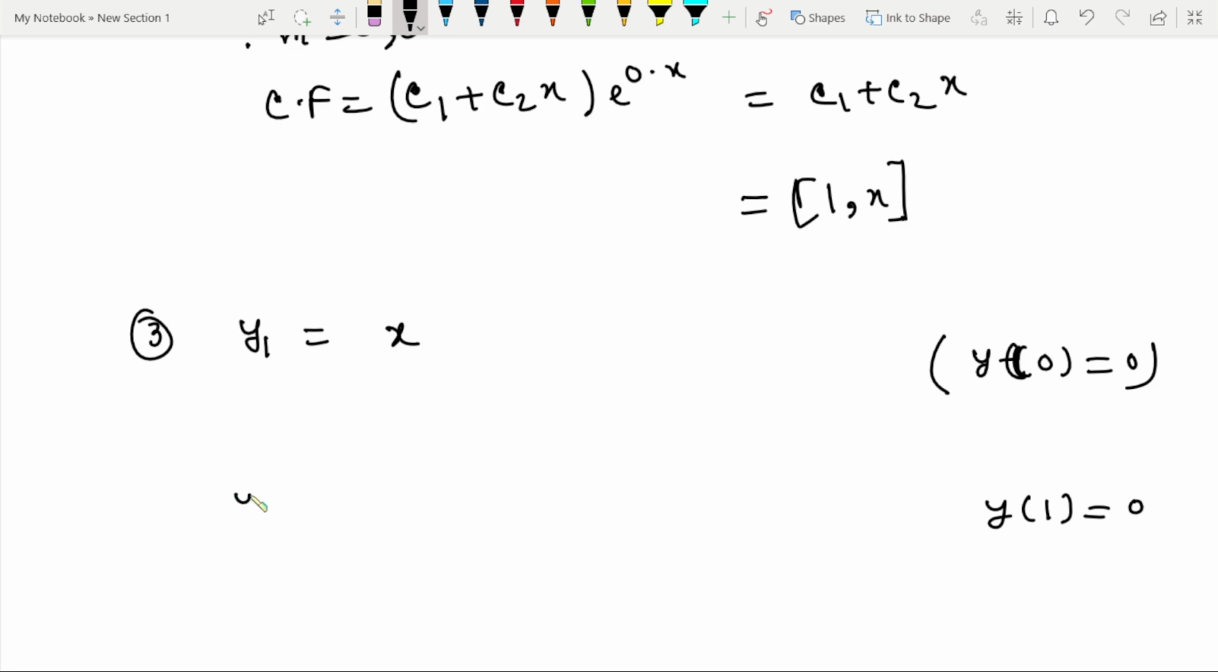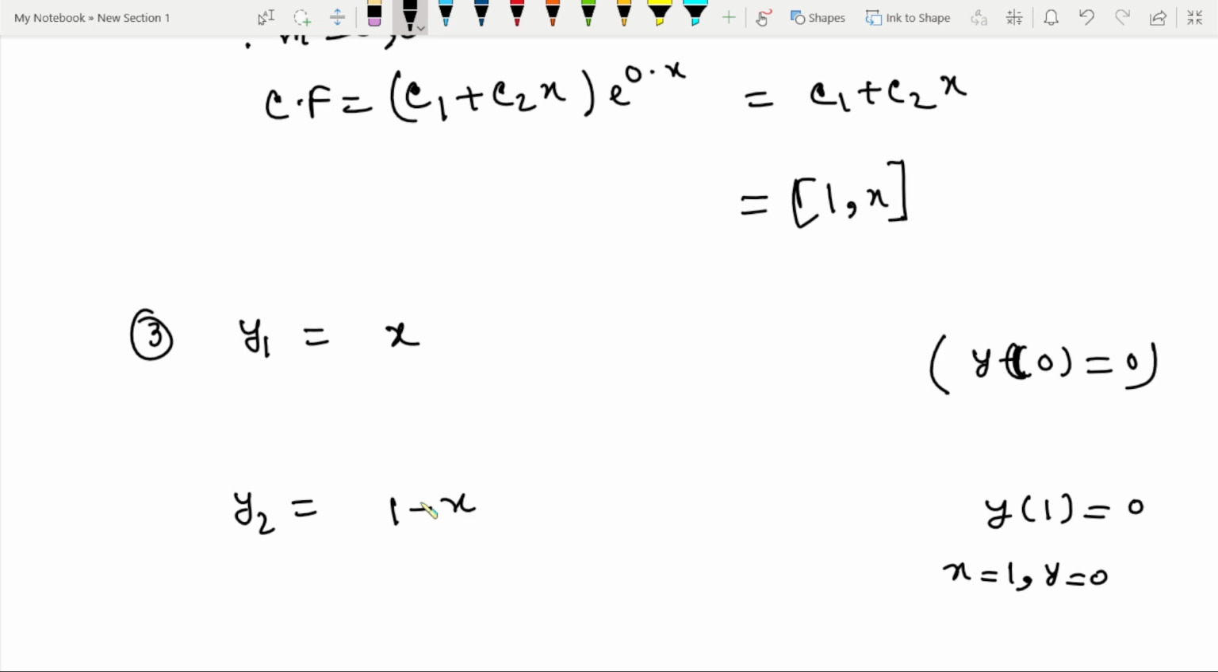Okay, now our y2 should be what? Y2 kya hai? Iska matlab kya hai? At x is equals to 1, y should be 0. So kya kare ki x ke jagah x is equals to 1 put kare to y 0 hai. To hum simply likh dete hain y is equals to 1 minus x. Kyunki agar 1 put karenge to y is equals to hamara kya aayega? 0 aayega. So this is our y1 and y2.